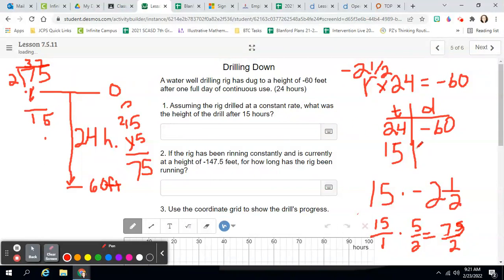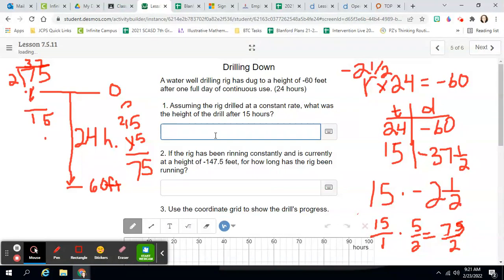So this is actually negative, because again, this was a negative times a positive. So it's negative 37 and a half feet is what happens. Okay. So now I can stick that in here, negative 37 and a half, or I'm just going to say negative 37.5. I'm going to use that because I know 0.5 is the same, and that would be feet.